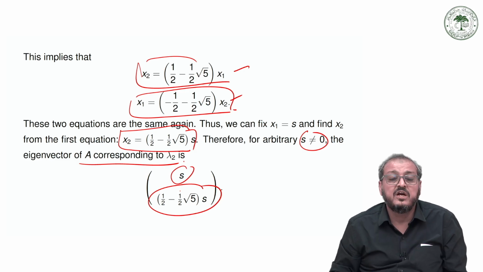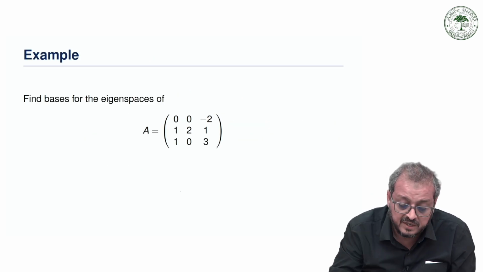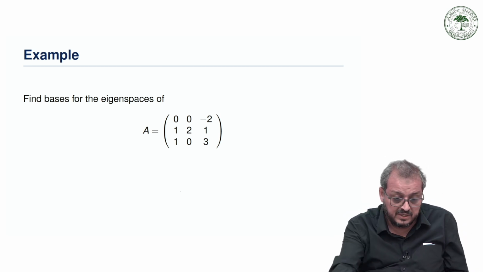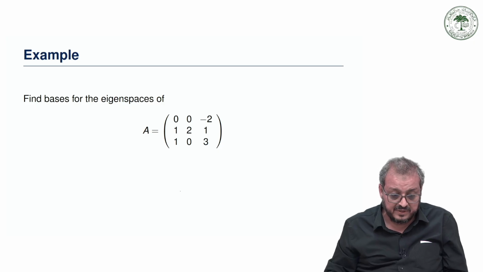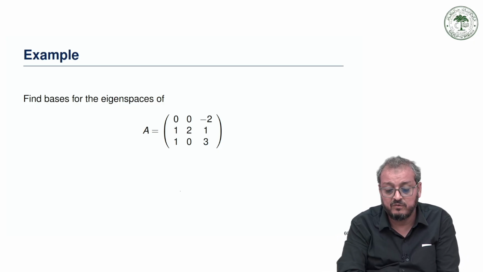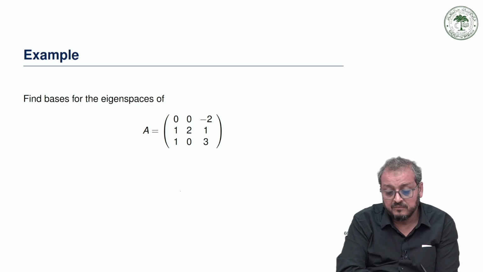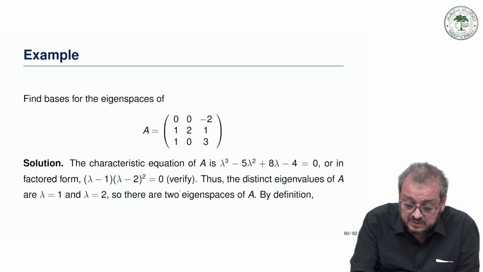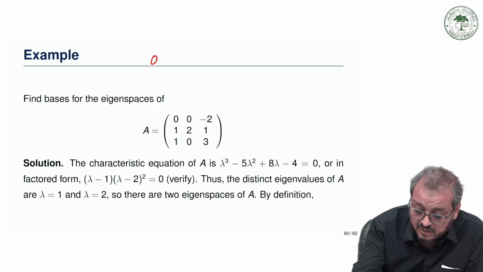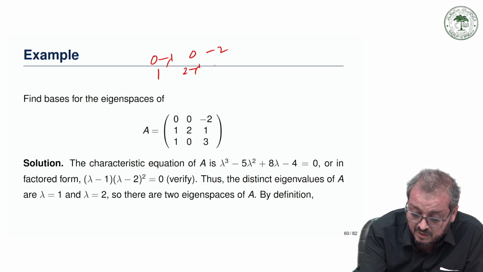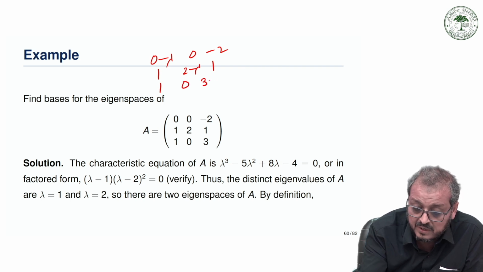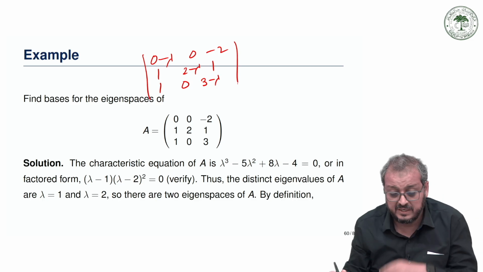Okay, one more problem. We try for the 3 by 3 and find the eigenvalues and eigenvectors for this corresponding matrix. So we start with this matrix, in the form of a determinant. So the characteristic equation we can write as: 0 minus lambda, 0 minus 2, 1, 2 minus lambda, and then 1, 1, 0, and 3 minus lambda. Now we just take it into this form.